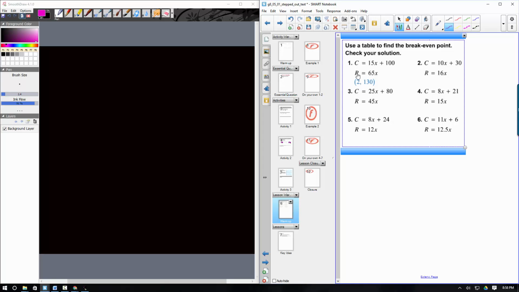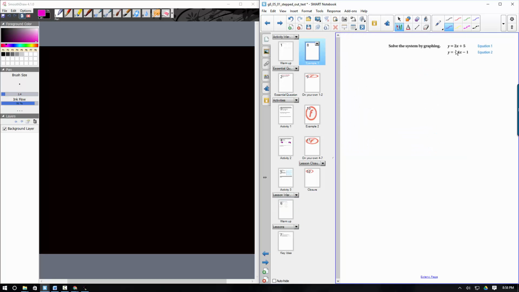If I do this, my table will say at 2, they're both equal to 130. This one here will say at 5, they're both equal to 80. This one here will say at 4, they're both equal to 180. This will say at 3, they're both equal to 45. This one will say at 6, they're both equal to 72. And this one here will say at 4, they're both equal to 50.